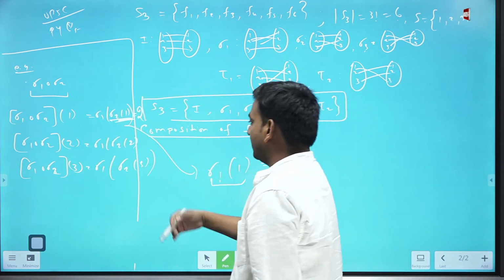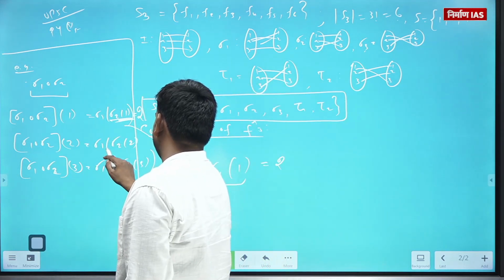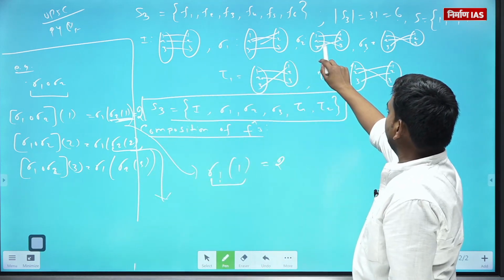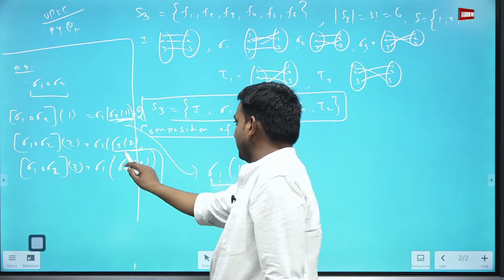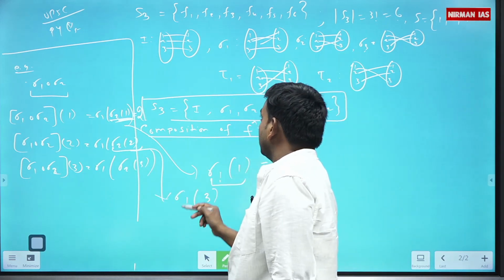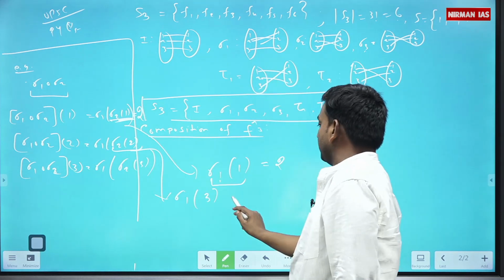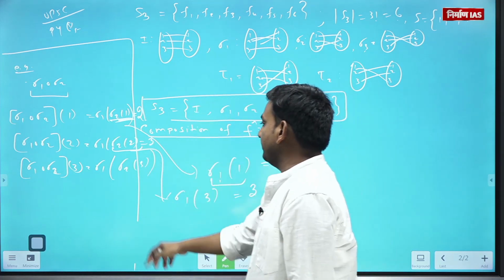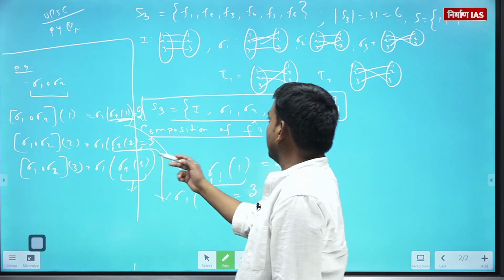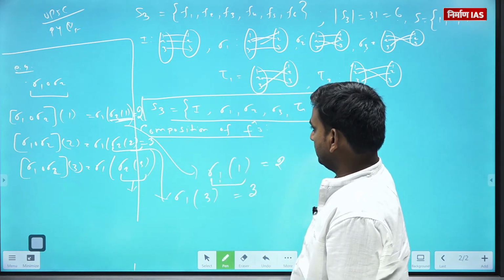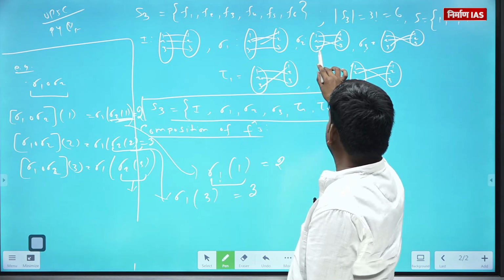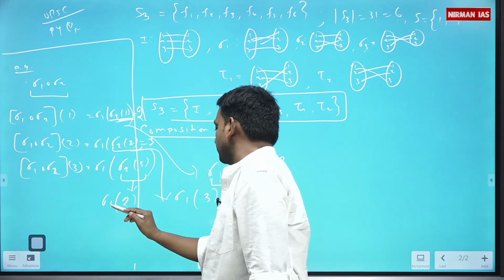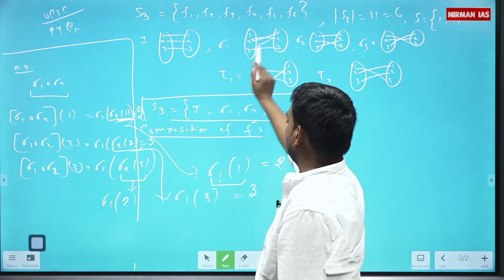If doubt persists, I will compose this also. Let's say, what is sigma 2 of 2? 2 is mapped to 3. So this will be sigma 1 of 3. And what is sigma 1 under 3? It is 3 only. So this element will be 3. Similarly, I can compose this: sigma 2 of 3. 3 goes to 2. So this will be sigma 1 of 2, and sigma 1 of 2 is 1.